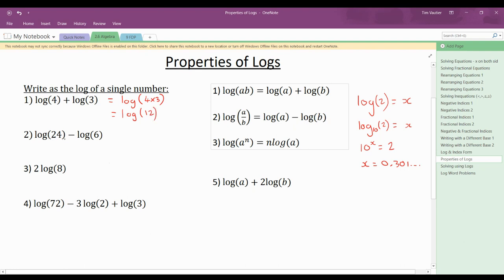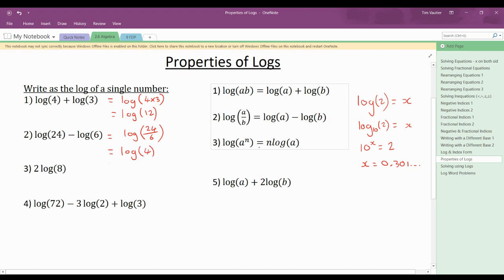The second one, we're subtracting this time. So when we're subtracting with logs, log A take away log B, we can combine to a single log by doing log of A over the B value, so log of 24 over 6, which, 24 divided by 6, would be log 4.